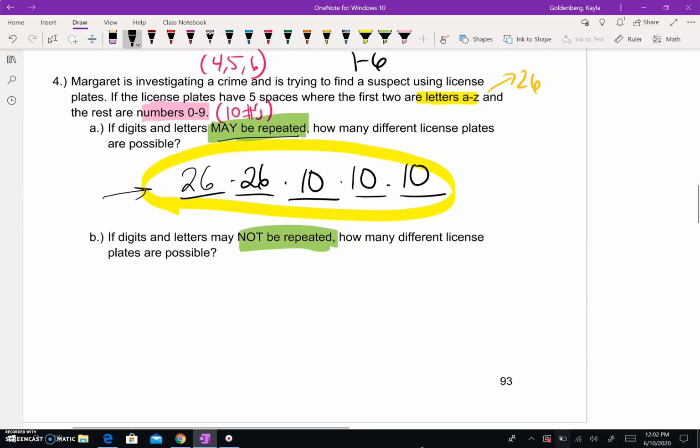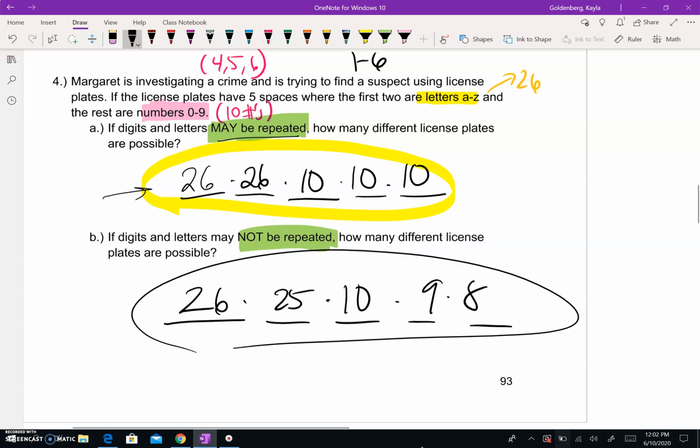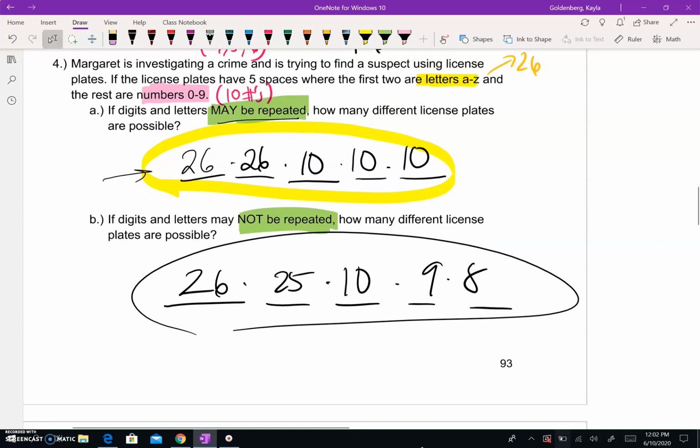answer. So for part B, you can't repeat. It would be 26, 25, 10, 9, 8, if I'm not allowed to repeat anything. So notice it goes down 1 each time. And like I said, you could calculate this on your calculator. I'm just going to leave it as this, because this is really the most important thing I need to see in your answer. So that is it for our counting outcomes.